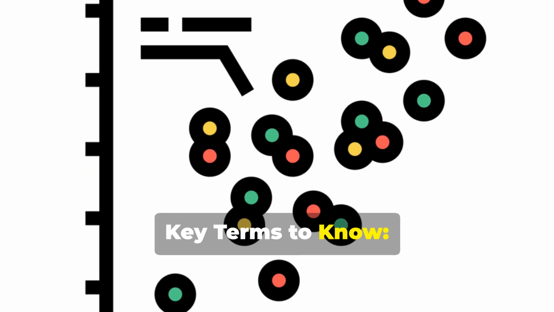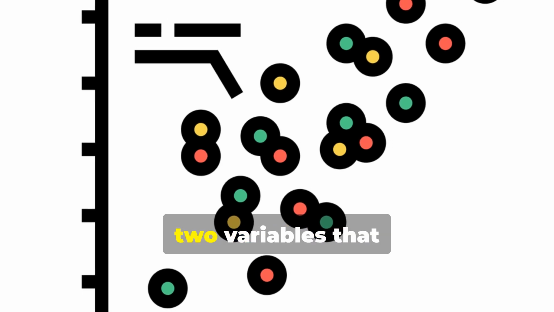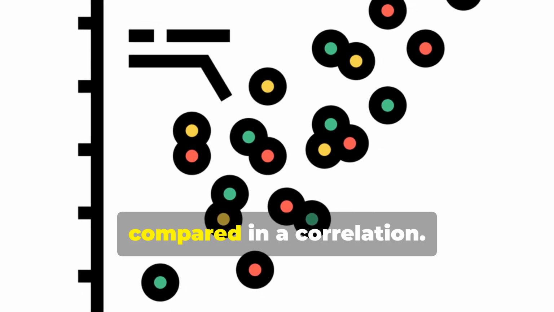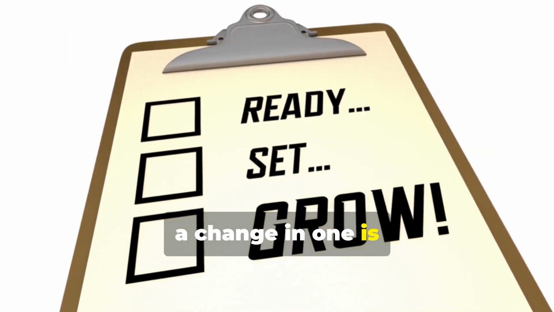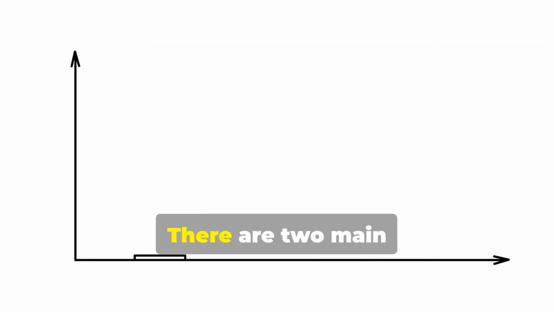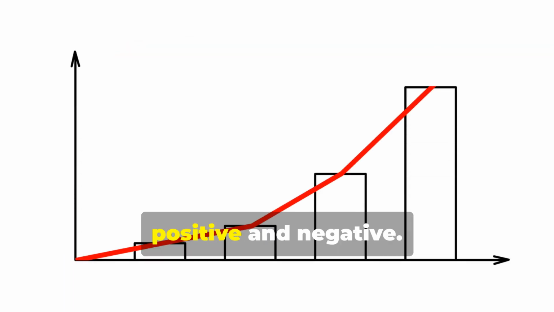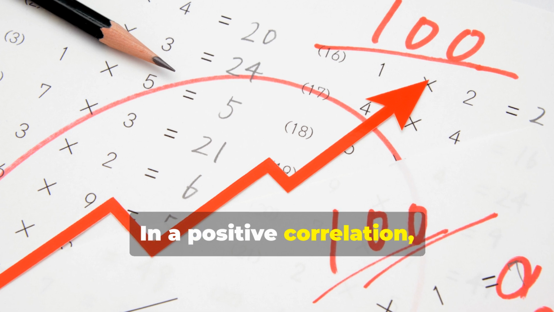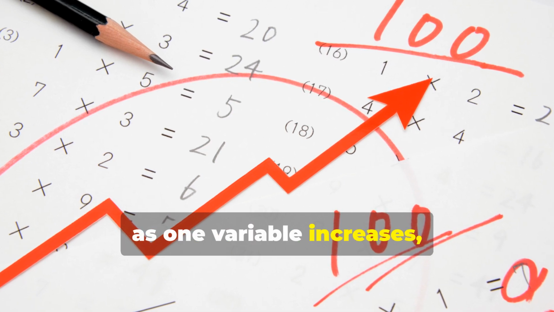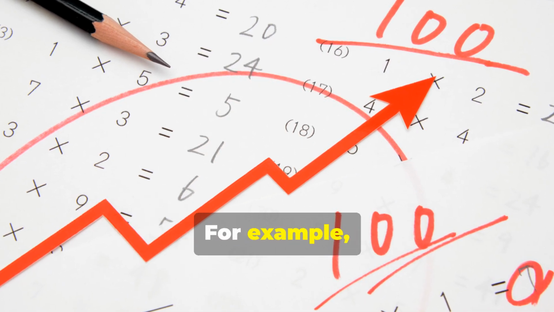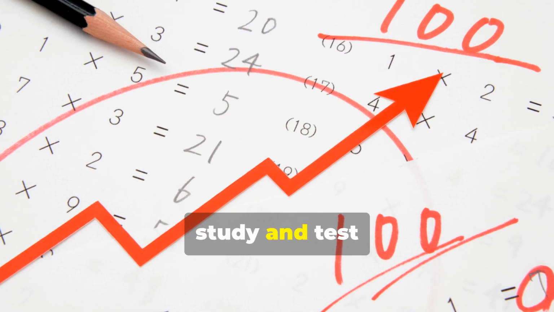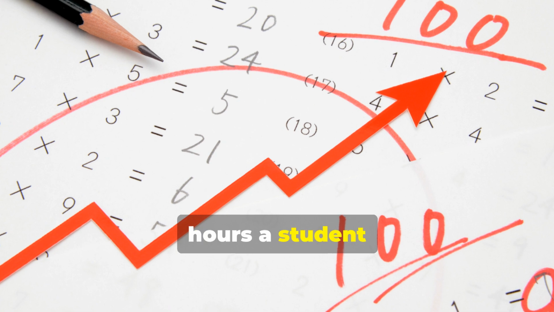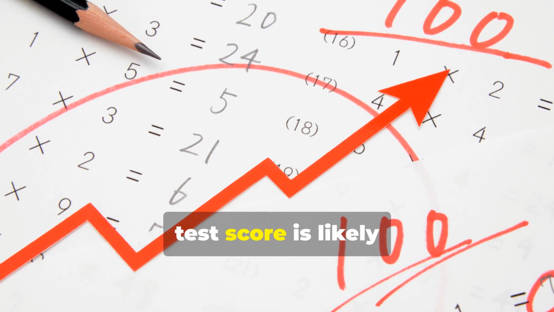Key terms to know: covariables, the two variables that are measured and compared in a correlation. Correlation, the relationship between two variables where a change in one is related to a change in the other. There are two main types of correlations, positive and negative. In a positive correlation, as one variable increases, so does the other. For example, there might be a positive correlation between hours of study and test scores. The more hours a student spends studying, the higher their test score is likely to be.